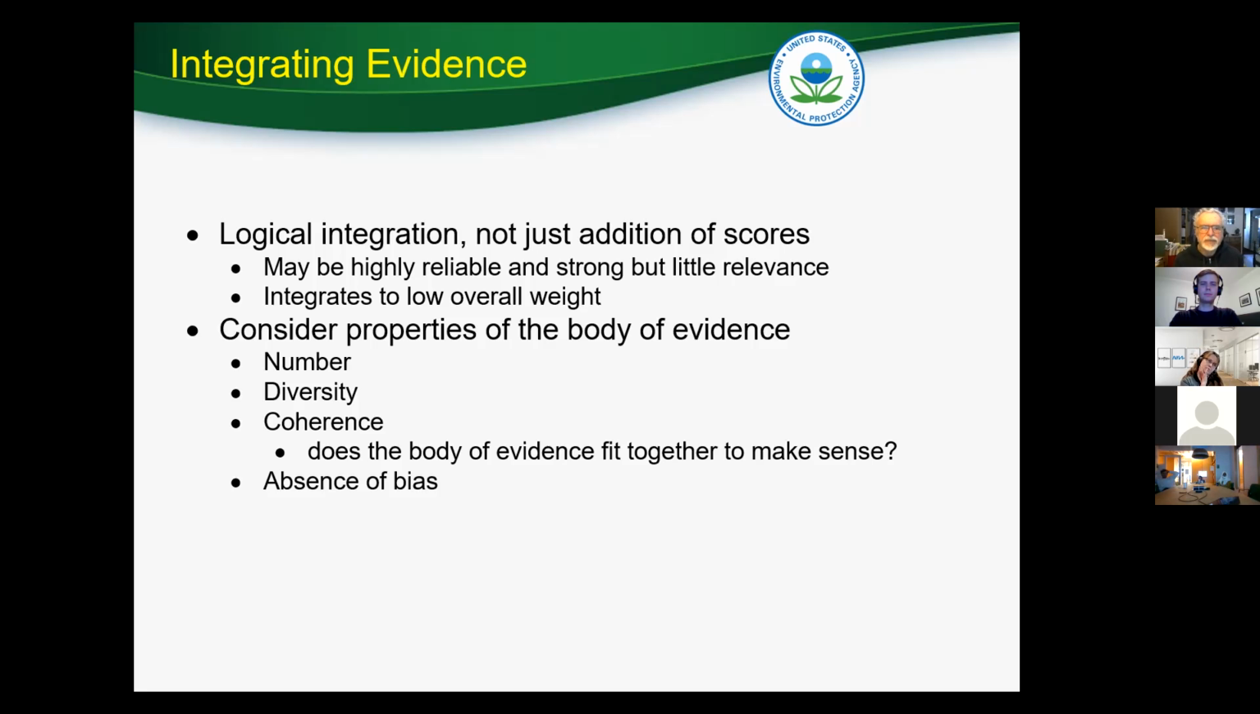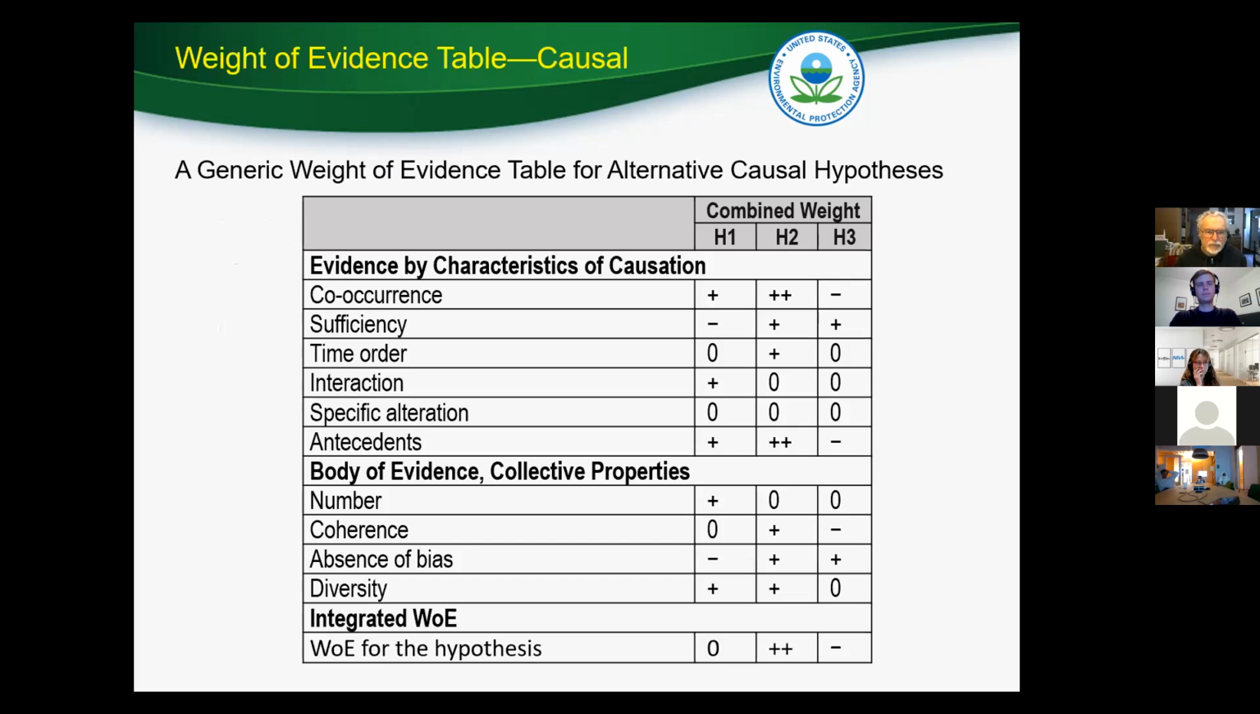And then you consider the properties of the body of evidence, and that's the number, and there are various sorts of numbers. You can have number of types of evidence, number of pieces, diversity of the evidence. Is it all laboratory test results, or do you have some field evidence, etc.? And perhaps the most important is coherence. Does the body of evidence fit together in a way that makes sense? And absence of bias, which we discussed before.